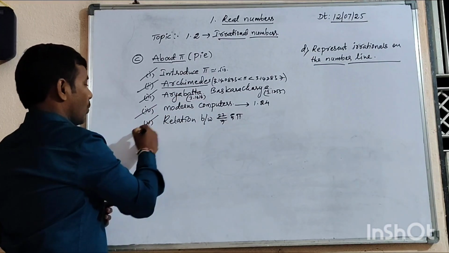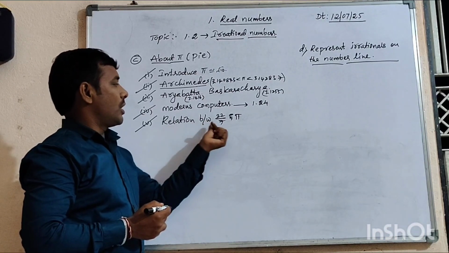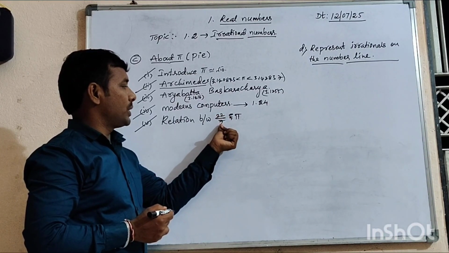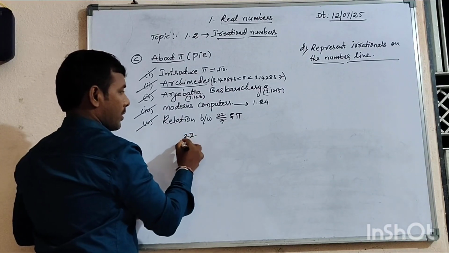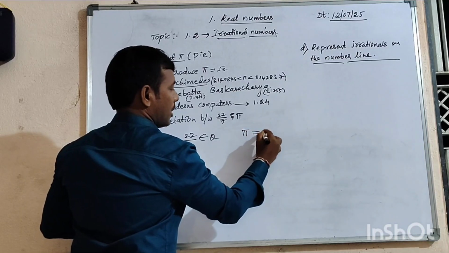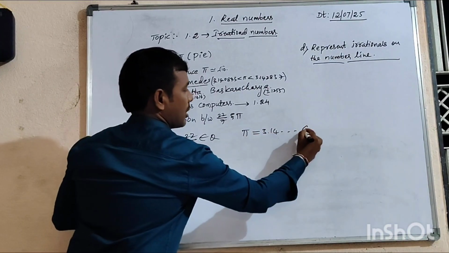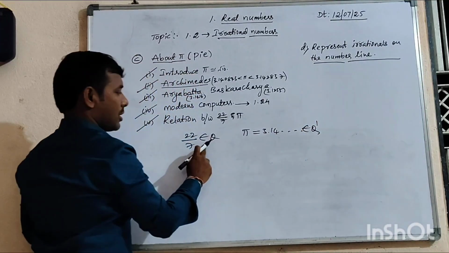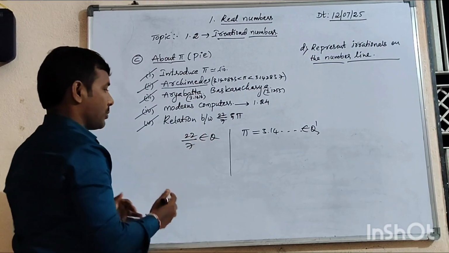Fourth completed. What is fifth? Fifth is very clear: the relation of 22 by 7 and pi. Very carefully observe. 22 by 7 is called rational. Pi is already 3.14..., it is irrational. This is rational, this is irrational. Try to understand their difference.